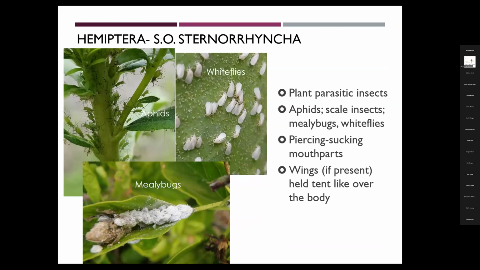Looking at the suborder Sternorrhyncha, these are what we call the plant parasitic insects. These are going to be things like aphids, mealybugs, whiteflies, scale insects.